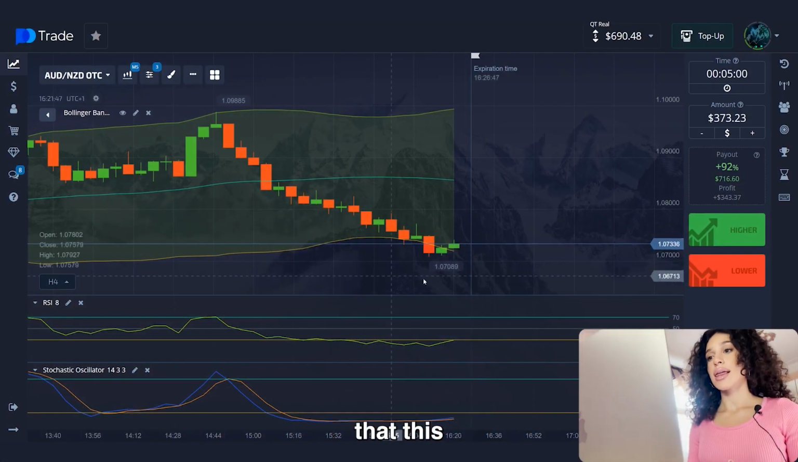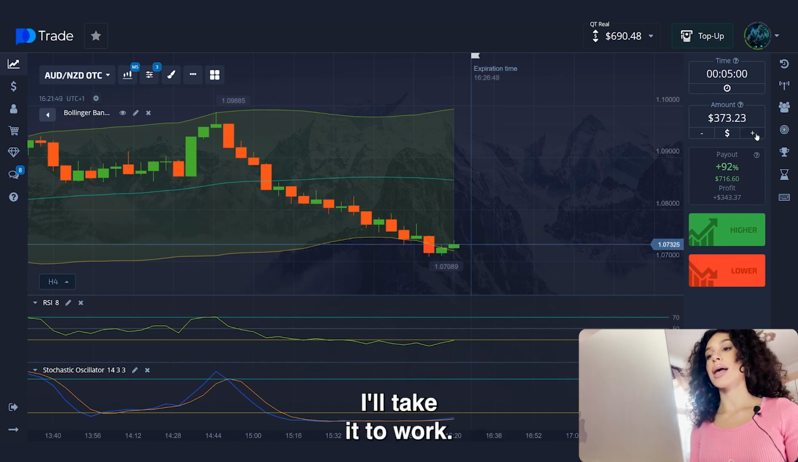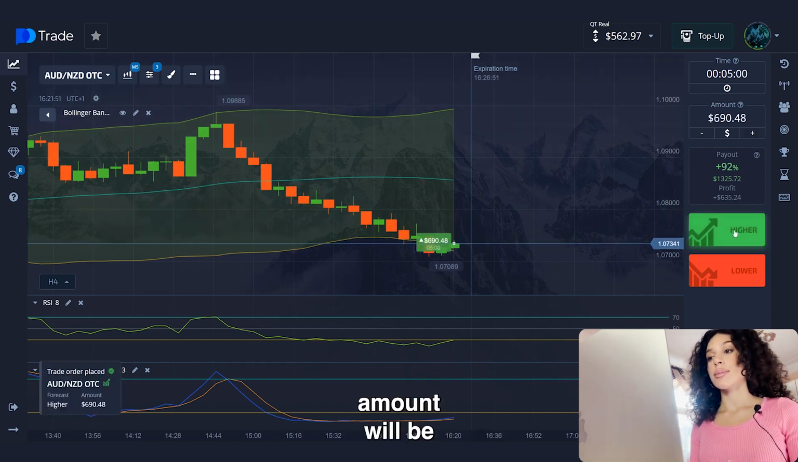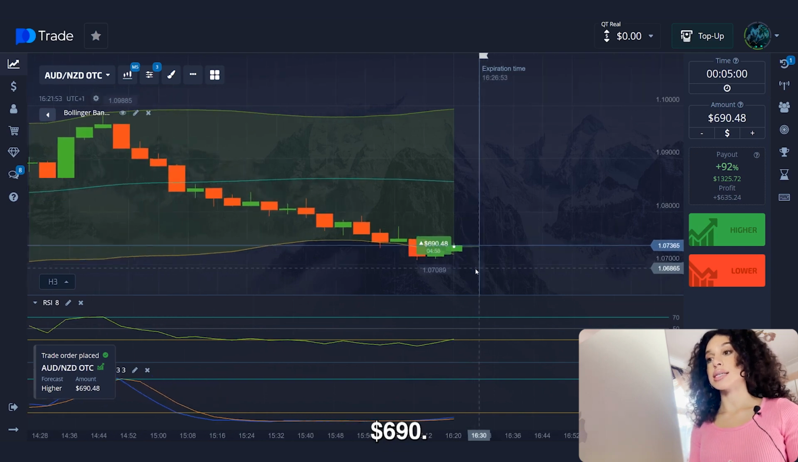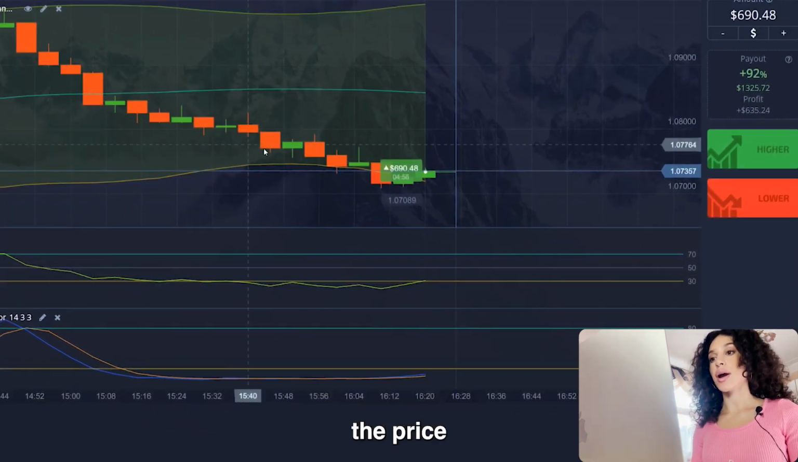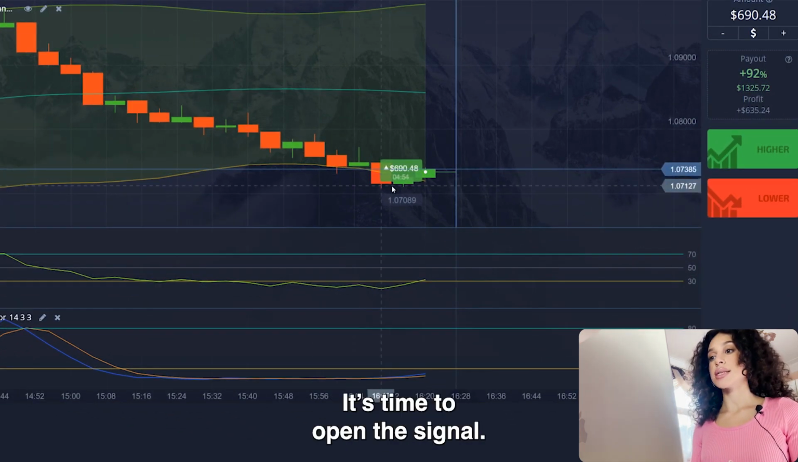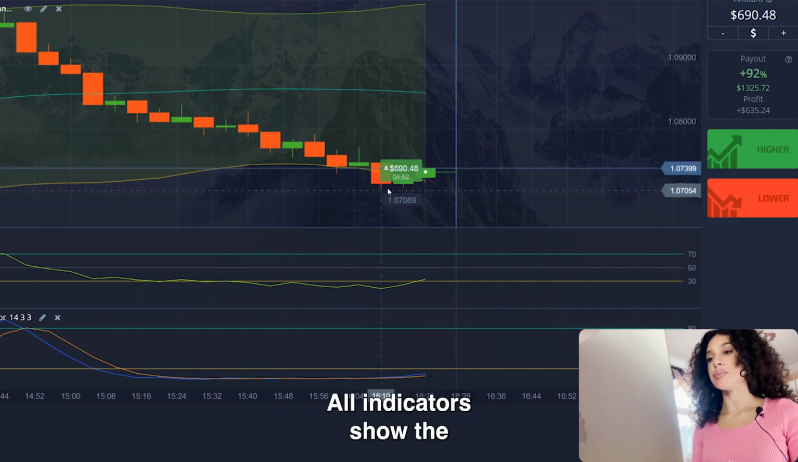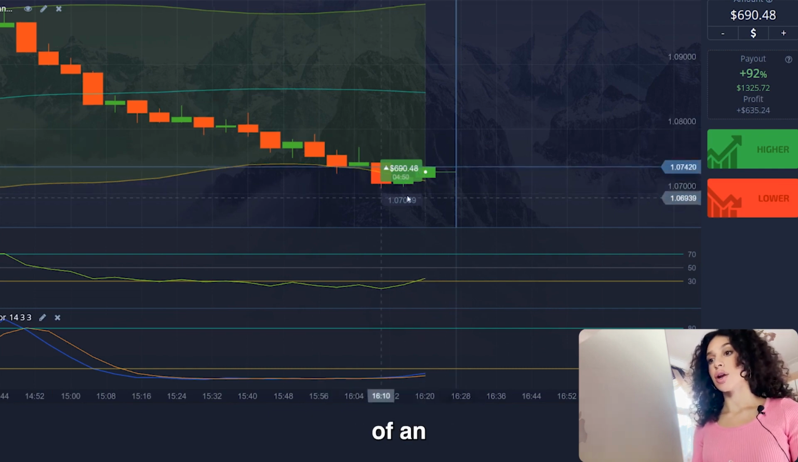Look at the chart. It seems to me that this is another profitable situation. I'll take it to work. The trade amount will be $690. The indicators show that the price should rise. It's time to open the signal. Let me show you in detail. All indicators show the beginning of an upward movement.